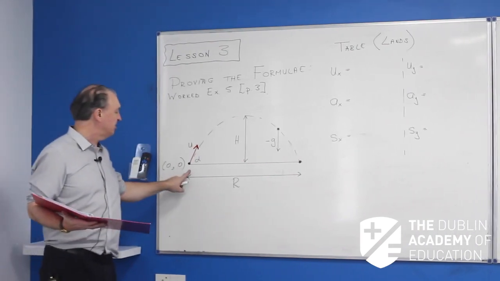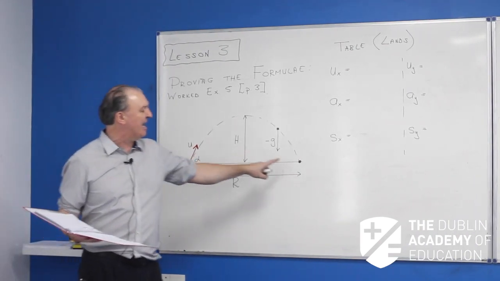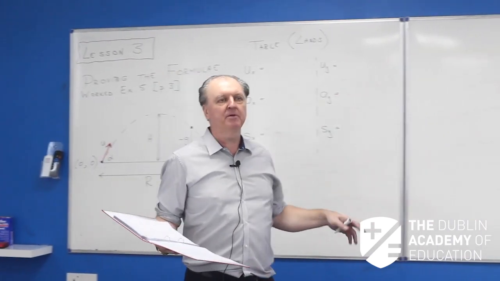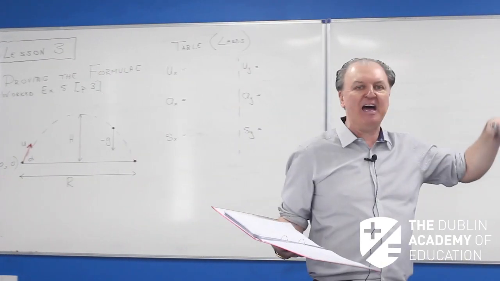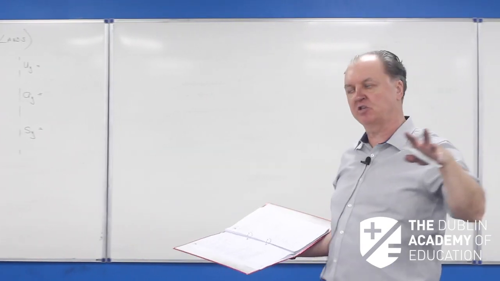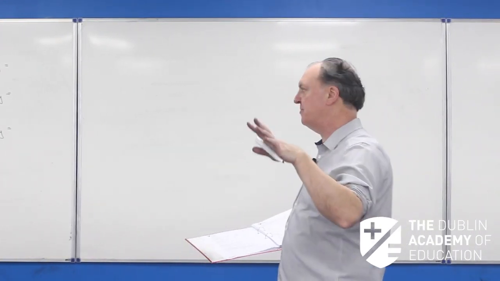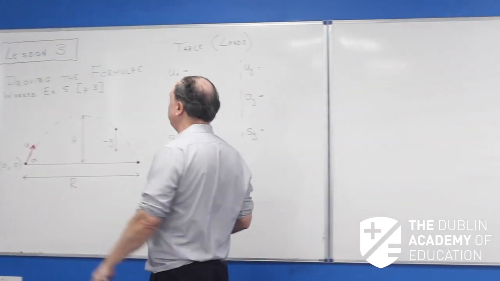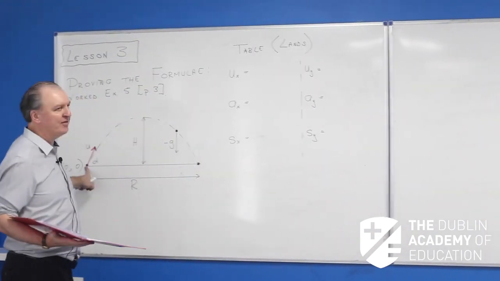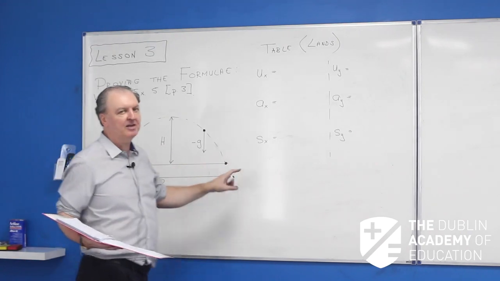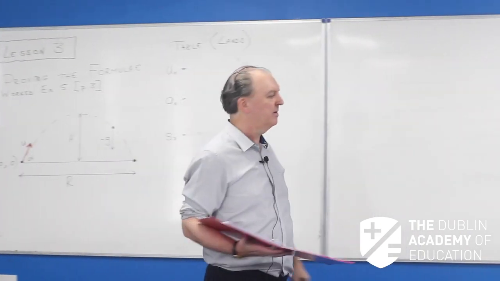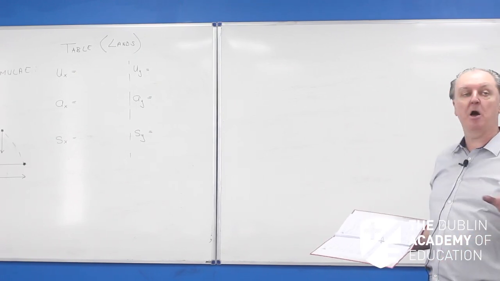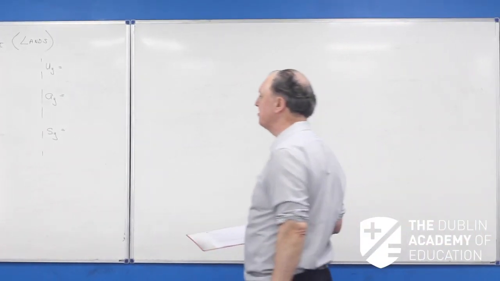I launch it on that ground and it lands at the same level, whereas previously we had them fired off cliffs where they landed below the point of launch. So the same level is involved. These formulae only apply if you launch it off level ground and it lands at the same level. Once again, what's the origin? That's where we launch, 0, 0.